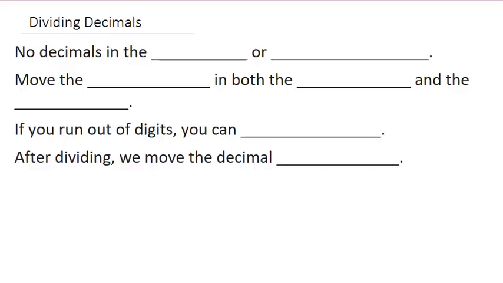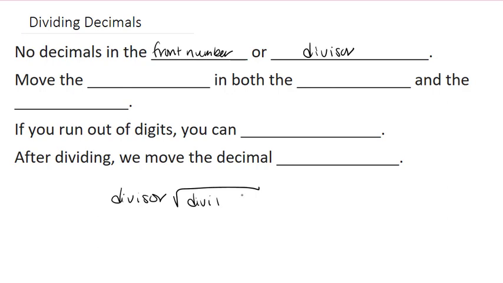Dividing decimals. Before we begin with our examples, let's go over a few rules. The first rule is we don't want any decimals in the front number. The divisor is the number that is out in the front, on the left of the division symbol. Then what we have inside of the division symbol is the dividend. And lastly, our solution is also known as the quotient.